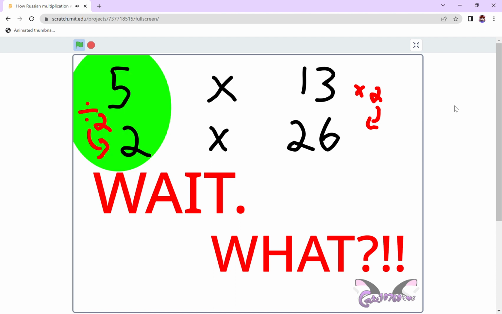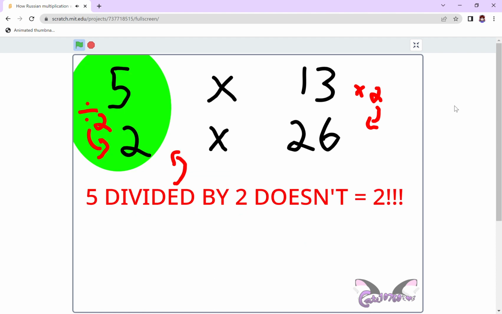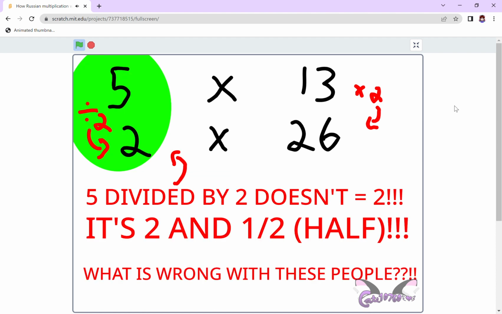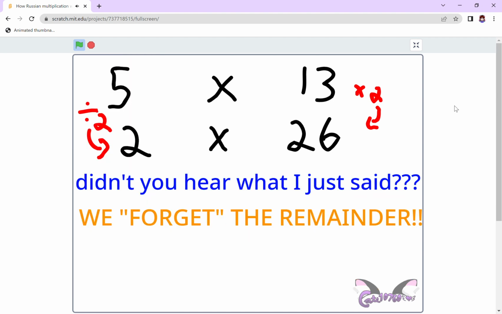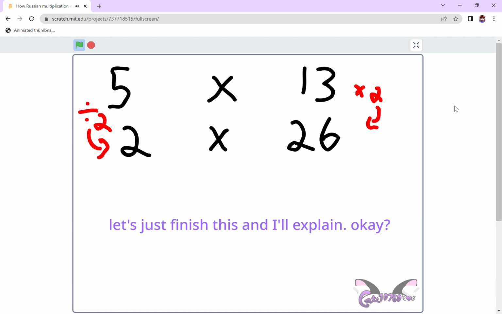Wait, what? 5 divided by 2 is not 2. It's 2 and a half. What's wrong with these people? Didn't you hear what I just said? We forget the remainder. Let's just finish this and I'll explain, okay?